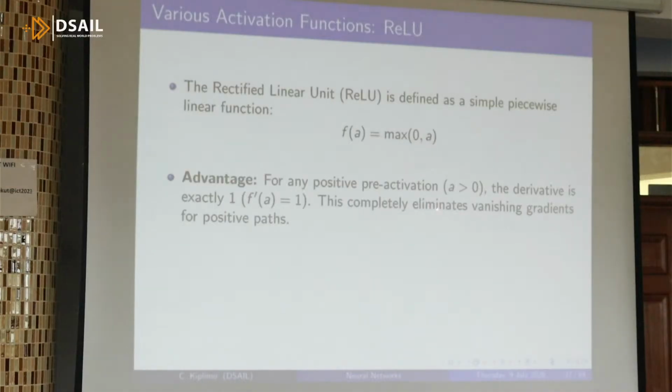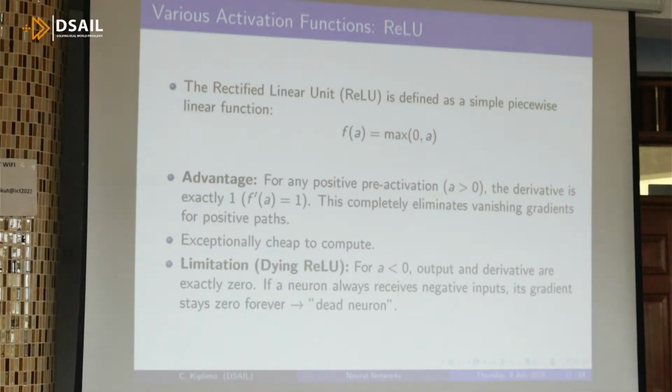This completely eliminates vanishing gradients for positive paths. It's also extremely cheap to compute because you don't have to calculate the gradient. You know it's 1. The limitation is what is often described as the dying ReLU problem: for A less than 0, the output and derivative are exactly 0.